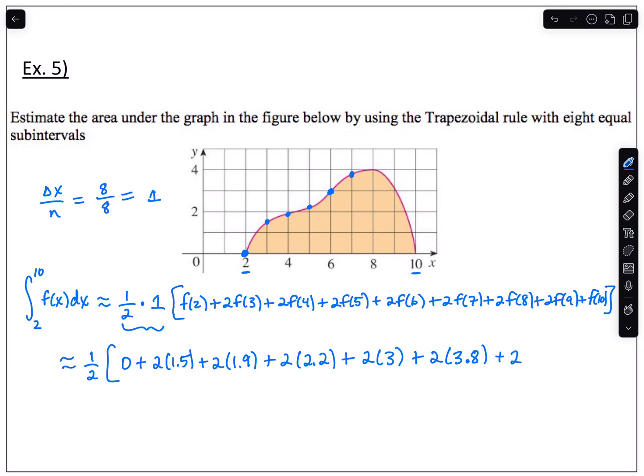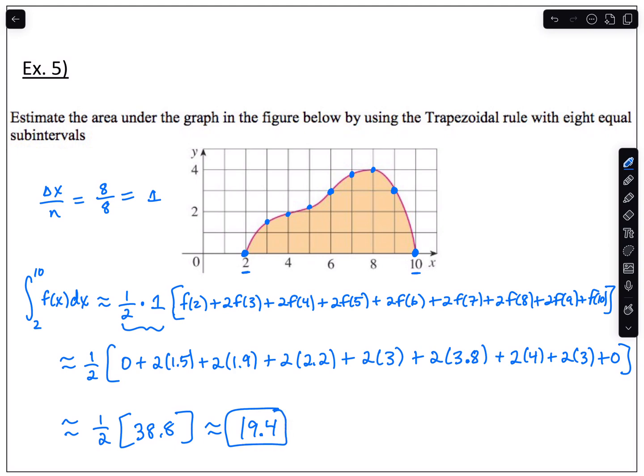So then about f of 8, that one's kind of friendly. I think that comes back exactly at 4, plus 2 times f of 9, which I would say is exactly 3, and then f of 10, which is back to the x-axis, which would be 0. So then if you take the time to actually take all these things in the bracket and add up all the things in that quantity, I got something like 38.8, and if I take half of 38.8, I'm going to get something like 19.4. So in this case, using trapezoids, I approximated the area to be 19.4 units.